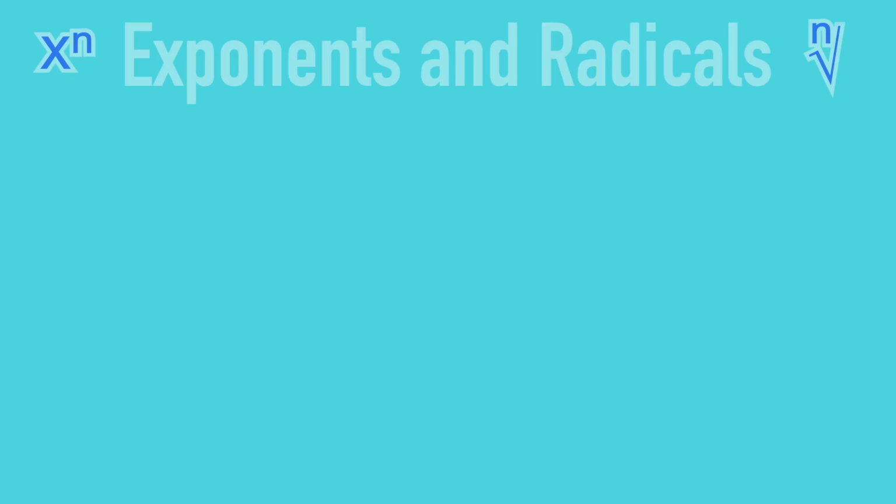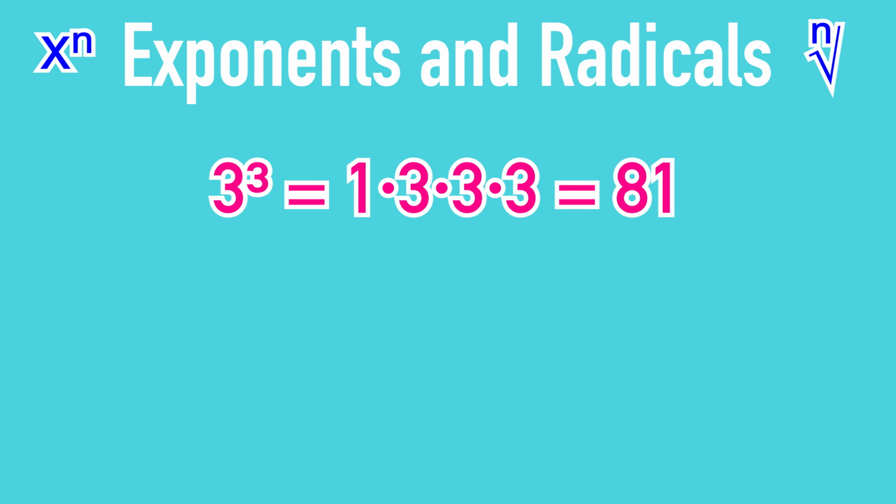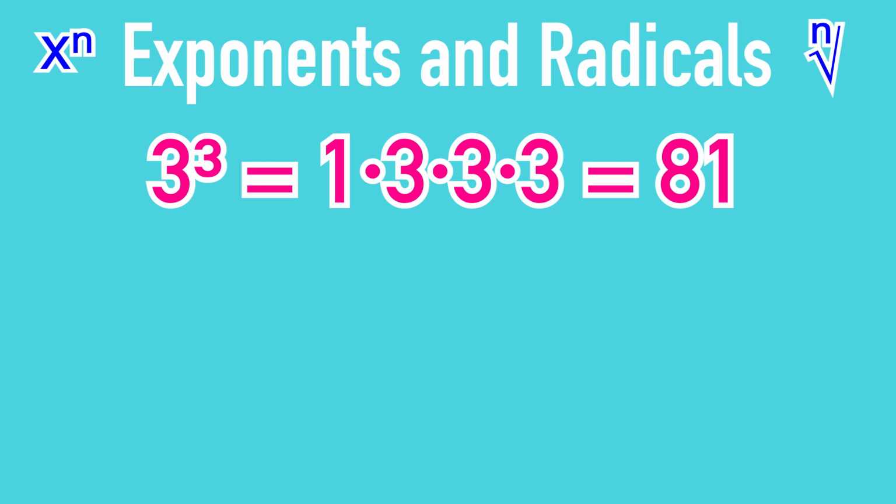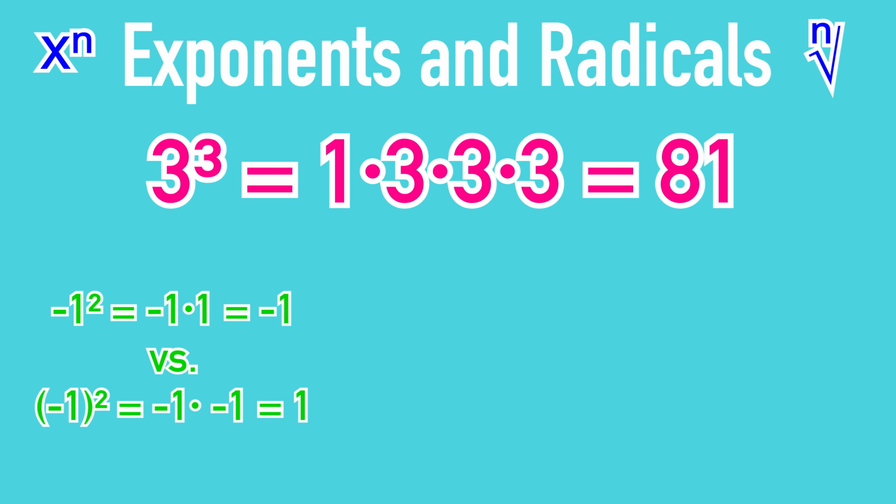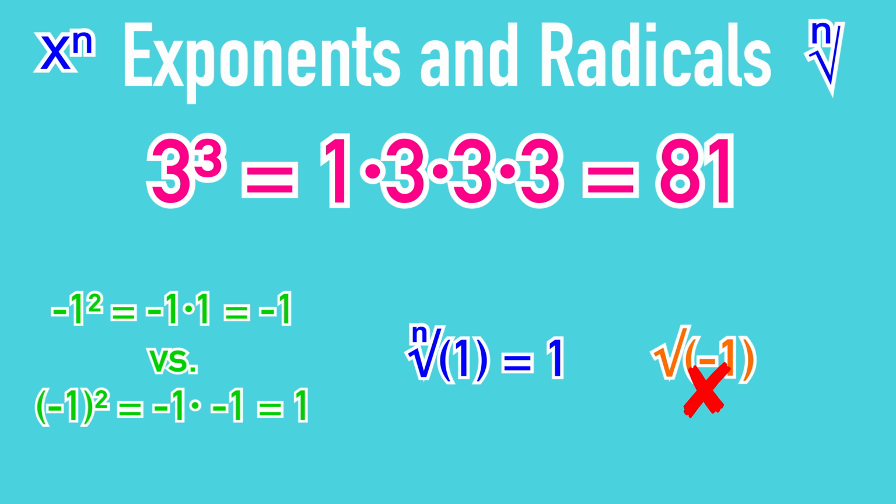Second, we evaluate all exponents. This step also includes radicals because they can be represented with fractional exponents. Remember that an exponent tells us to multiply 1 by the base a certain number of times. Also remember that -1 squared and the quantity -1 squared are not the same thing, and that distinction can make all the difference in evaluating an expression. Also remember that any root of 1 will equal 1, and the square root of -1 is not a real number.